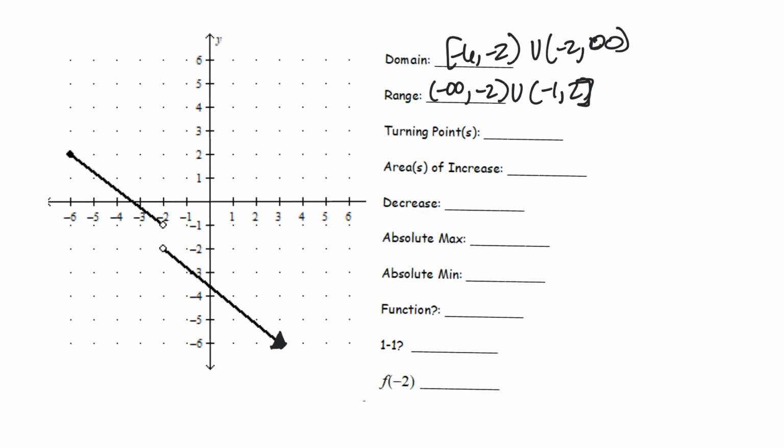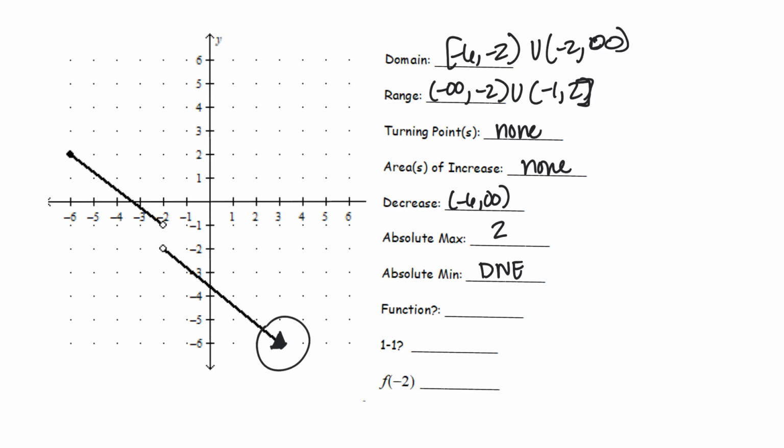Turning points: at no point does this change direction. It's decreasing across the entire graph. So don't put -infinity to +infinity for areas of decrease, because this doesn't go to -infinity. So it'd be -6 to +infinity. Absolute max is 2. There is not an absolute min because we have this arrow going down.